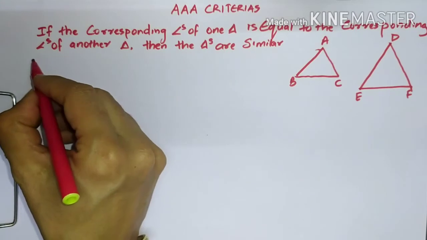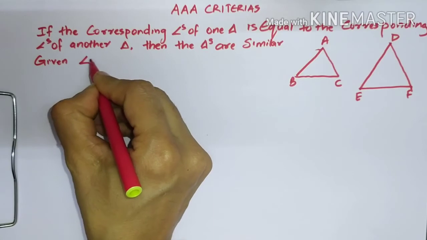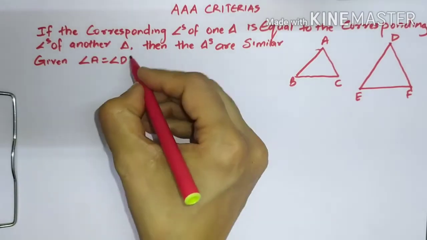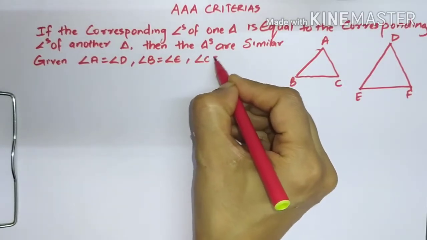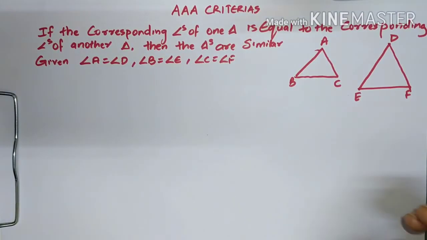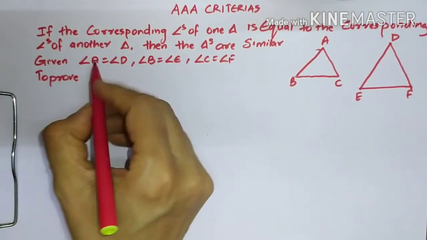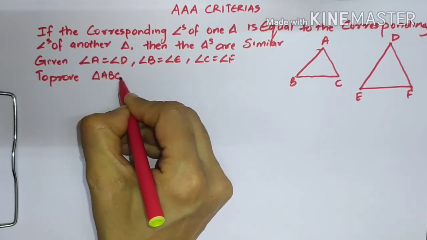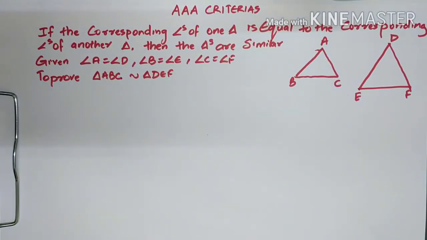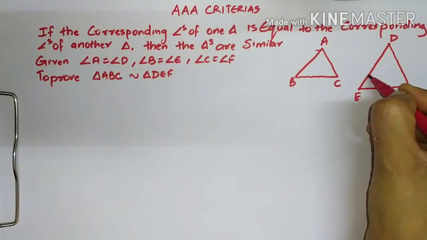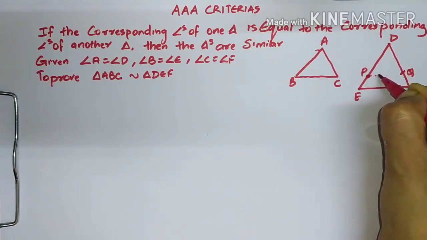Okay, so what is given in this statement? What is given is angle A is equal to angle D, angle B is equal to angle E, and angle C is equal to angle F. And what we are supposed to prove is this triangle ABC is similar to triangle DEF. So to prove this statement, we need a construction. I'll take a point P on DE and a point Q on DF and I'll join P and Q.